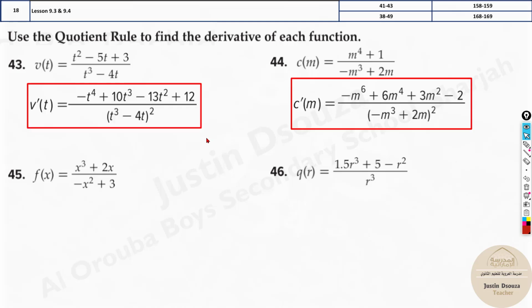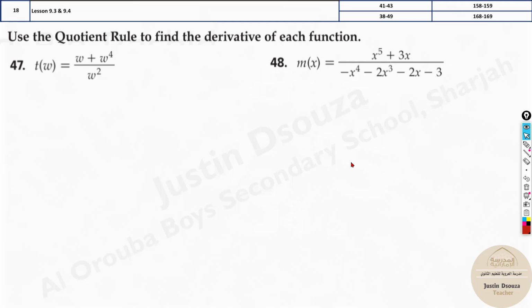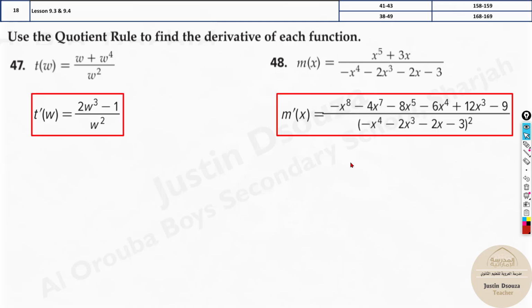Even over here, just the quotient rule, nothing else. The denominator, leave it as it is. But if you can simplify, then well and good. Over here, when you solve it, you can simplify it further and get to this form. If it is more than monomial, like if it's binomial or something, just leave the denominator as it is. Even over here, pretty simple problems.